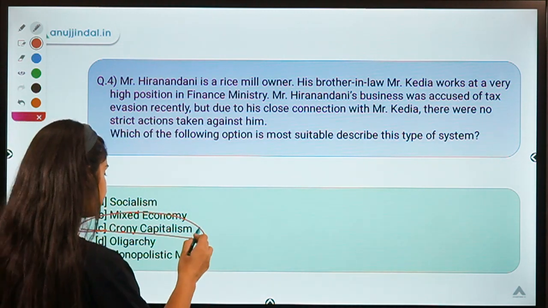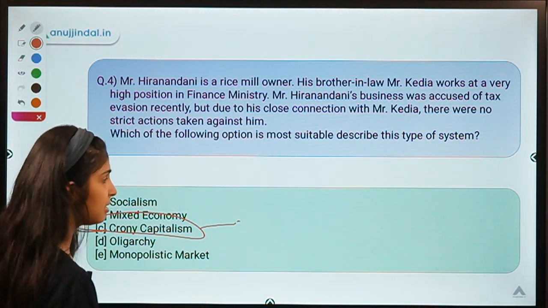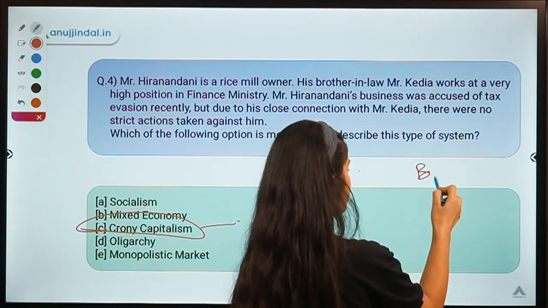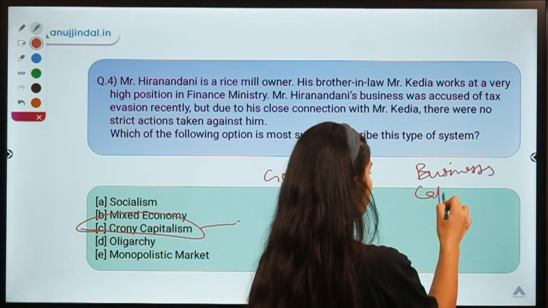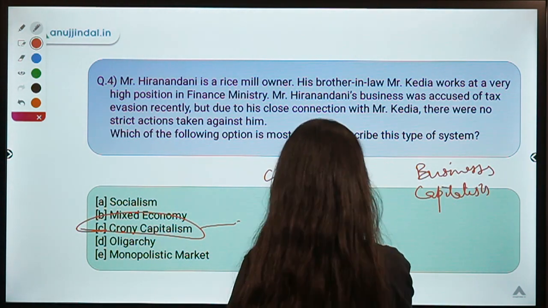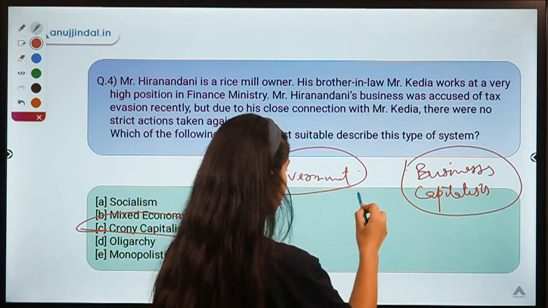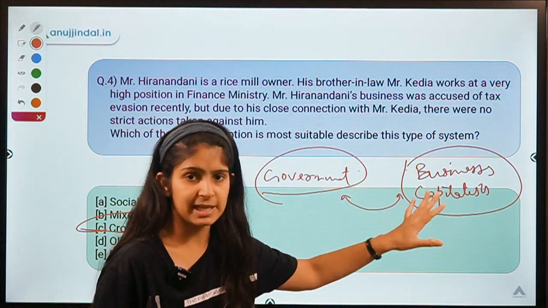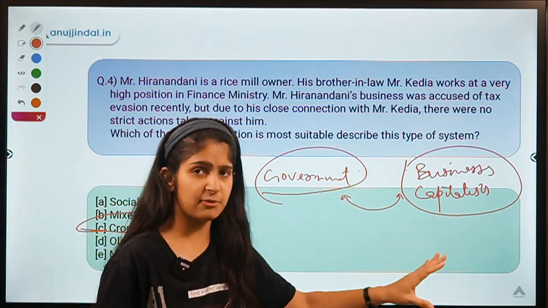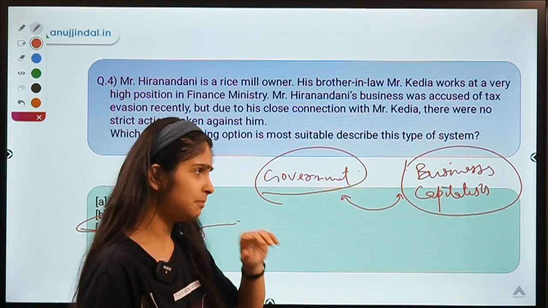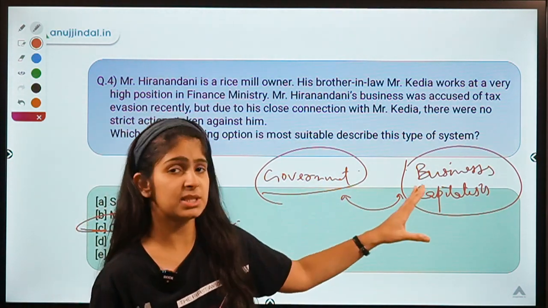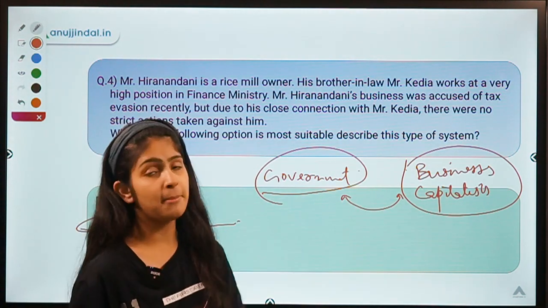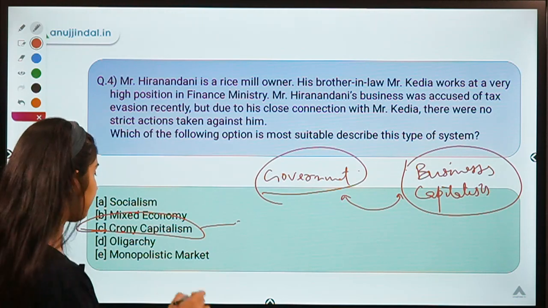Crony capitalism is simply when there is government on one hand and businesses, or you can say capitalists, on the other hand, and they are connected to each other. Basically, some parts of the government are working to benefit the capitalists, not in a positive manner but in a negative manner, not punishing them where they should, or allowing them to evade taxes. Basically, providing them with some undue advantages, that is known as crony capitalism, when there is a nexus between government and business people, right?